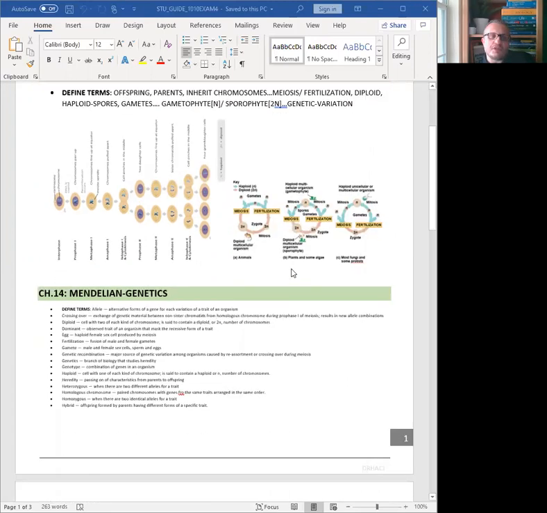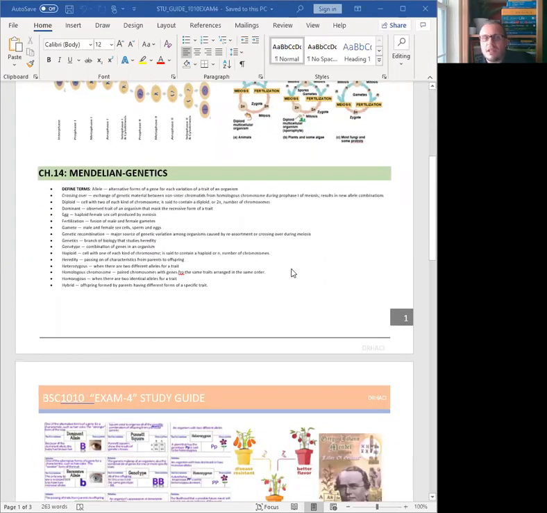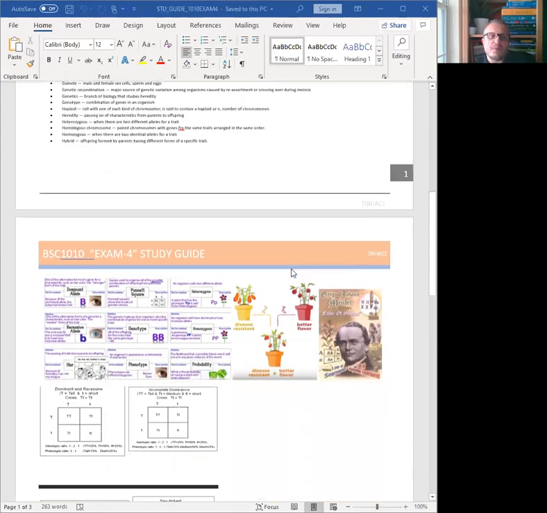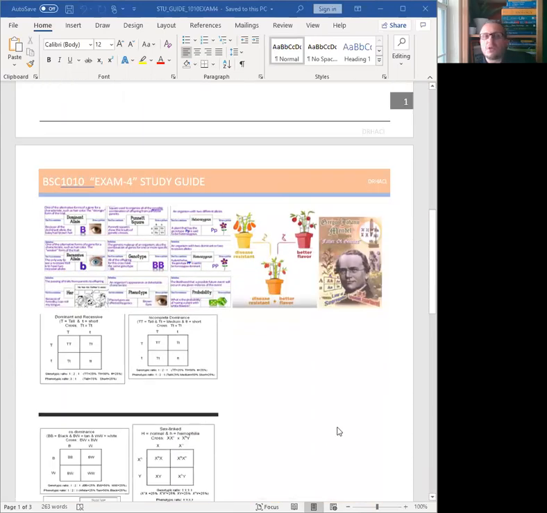So the next chapter is 14, which is basic Mendelian genetics. You need to be familiar with the basic terms: gene, allele, crossing over, diploid, dominant, recessive, fertilization, gamete, genetic recombination, genetics, genotype, haploid, heredity, homologous chromosomes, homozygous, hybrids, and of course, basic Mendel's rules and crossings.